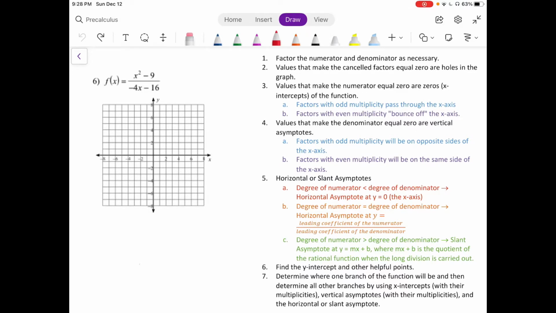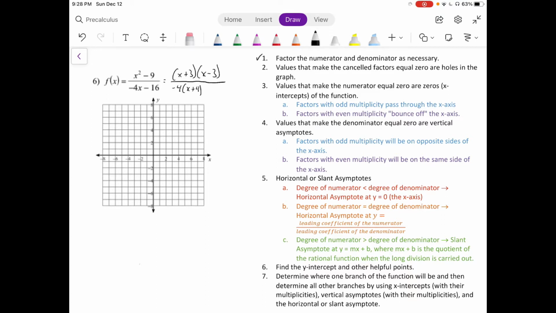Example 6, f of x equals x squared minus 9 over negative 4x minus 16. We're going to start by factoring. So the numerator factors to x plus 3 times x minus 3. The denominator, all we can do here is factor out a negative 4. So we have an x plus 4.